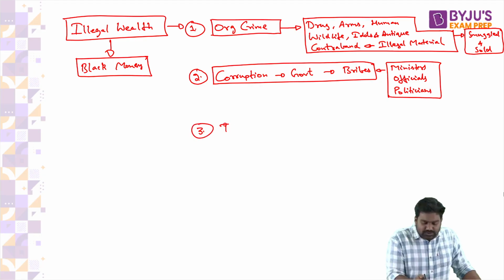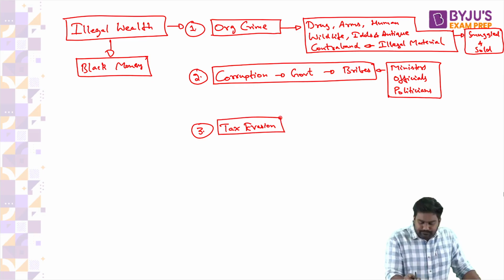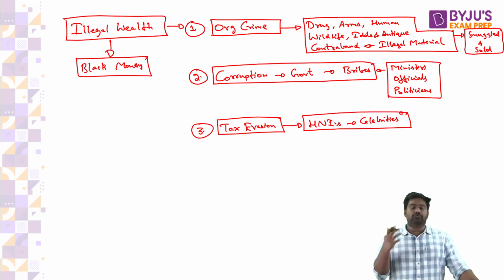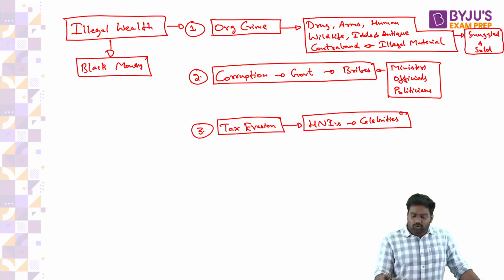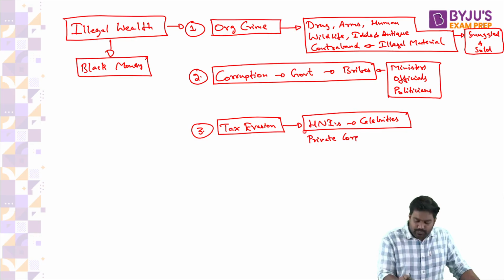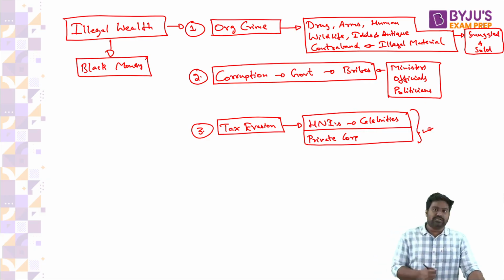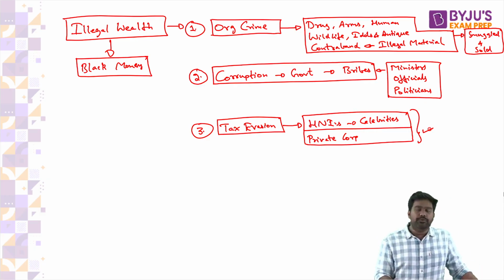Then finally, the last one, tax evasion. If high net worth individuals, especially celebrities, who earn thousands of crores of revenue, hundreds of crores of revenue, right? If they don't pay taxes and conceal part of their income. Similarly, if private corporations underreport their profits deliberately to pay lower taxes to the government, and if they hide part of their revenue, right? This again becomes black money.